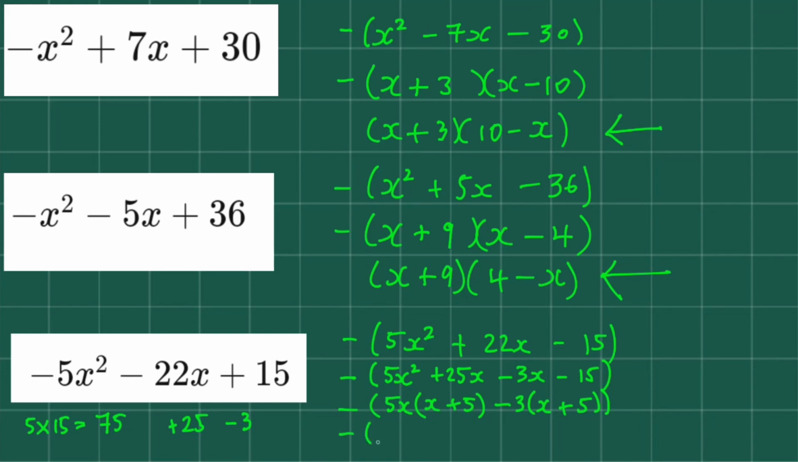Factorize again. So the two coefficients of the brackets, 5x minus 3, and then obviously the x plus 5, which is the common factor. And then we combine the negative in, so that will lead to 3 subtract 5x, and then x plus 5. All right, so that's how to deal with a negative. It's a special case. Yes, it is a pain, but this works.